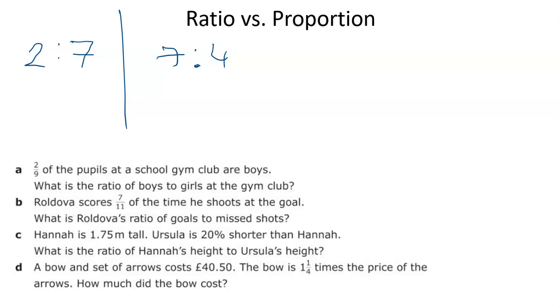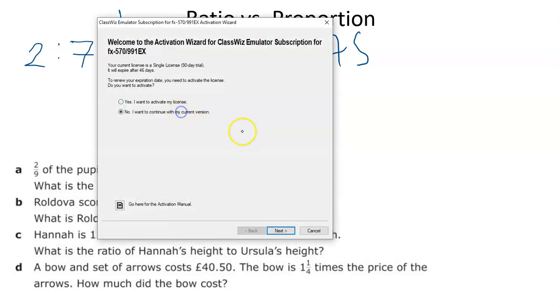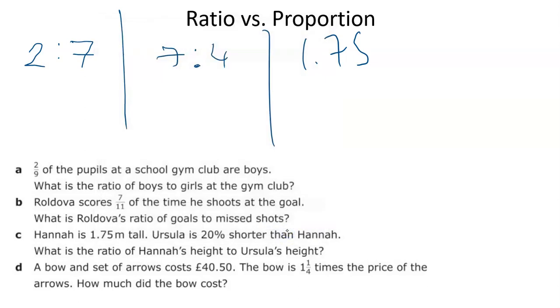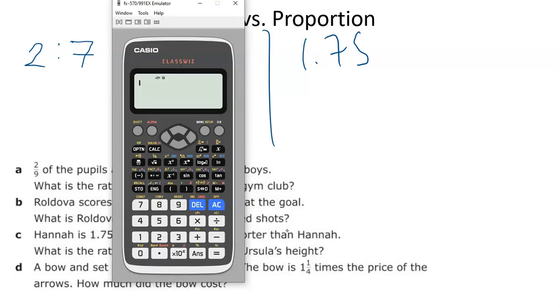1.75 meters tall. Ursula is 20% shorter than Hannah. What is the ratio of Hannah's height to Ursula's height? So Hannah goes first, so we can write down 1.75. So that's fine. And then we want to be 20% shorter. So we'll need a calculator for that. Looks like it's just loading. And I haven't put the pin number in yet, so we'll just keep going with the trial.